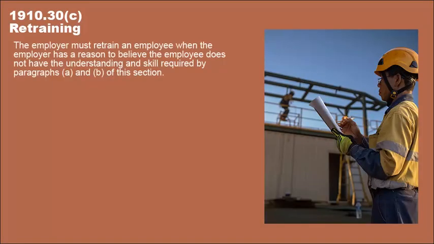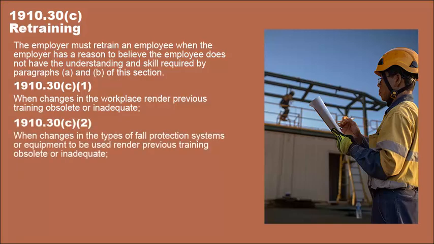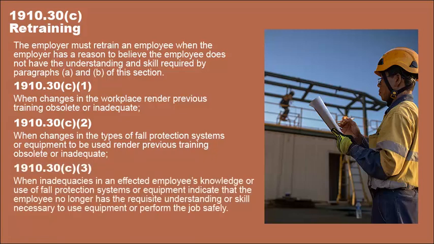Employers should retrain employees when they have a reason to believe that the employee does not have the knowledge they need to understand and the skills to perform the job duty as required by paragraph (a) and (b) of 1910.30. Retraining is required in these situations but are not limited to the following: when changes are made in the workplace and the previous training is out of date or insufficient, when there is a change in the fall protection system or equipment that's being used. Training should be given again when it is apparent that the employee no longer has the correct knowledge, and training should be given again when there is an accident. It's very important to document every training, retraining, accident, and anything in between.